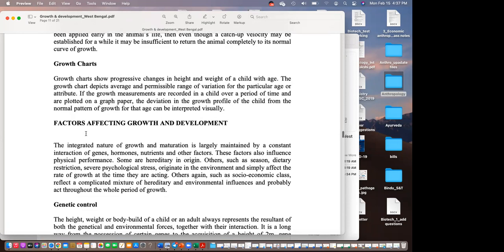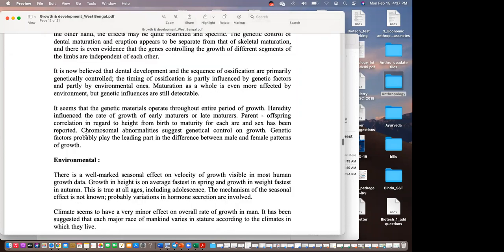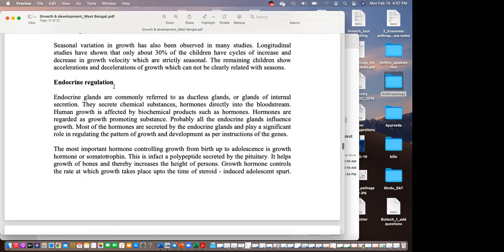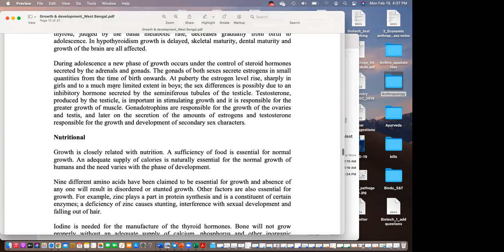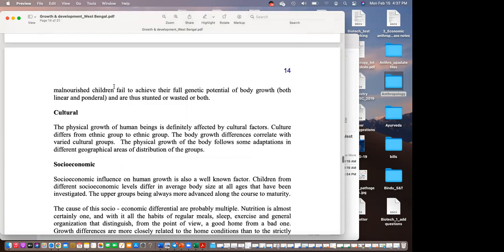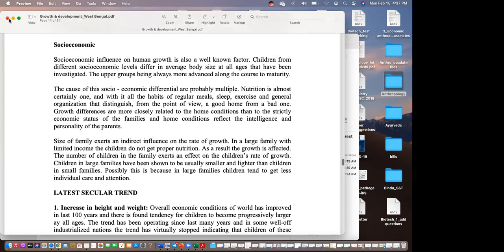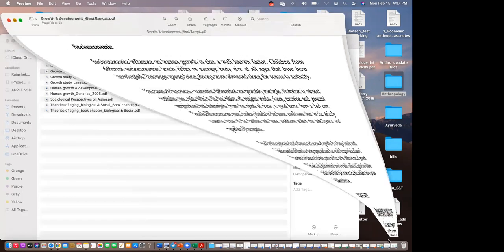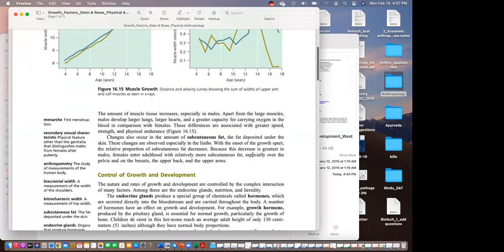And factors affecting growth and development, you can definitely refer to this part. Genetic factors, environmental factors, biochemical factors, or endocrine regulation, which is nothing but the biochemical factor, and nutritional factors. Cultural and socioeconomic factors are the things that we are going to discuss today. In addition to that, I've also posted these things. I think I was showing you some of these in the class already.